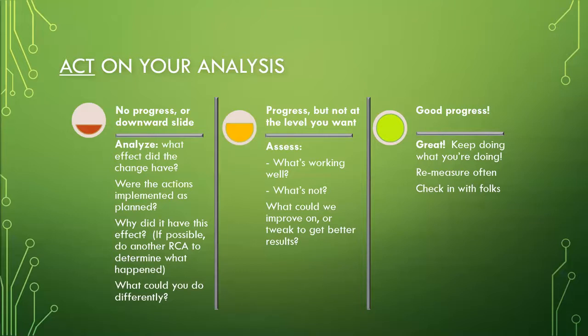More commonly, I see instances where there's progress, but not quite at the level that they want. So in this case, the action would be figuring out what's working well and what's not. What could be tweaked to get better results? So really doing that analysis when things are improving, but not quite to the degree that you were hoping for. And if you're seeing good progress, that's great. Keep doing what you're doing, but make sure you still remeasure often and you check in with folks. Because again, when the meeting about certain projects doesn't happen frequently, it can get dropped and buried under other priorities.